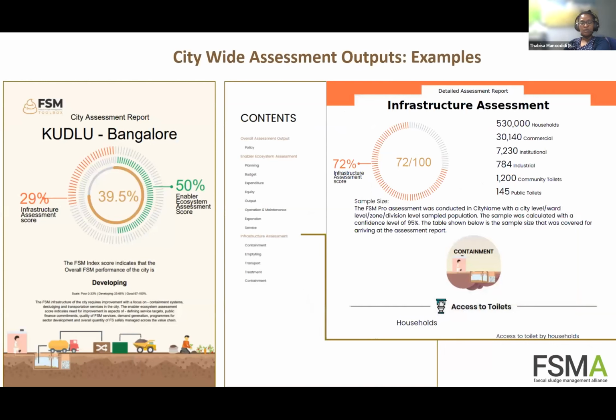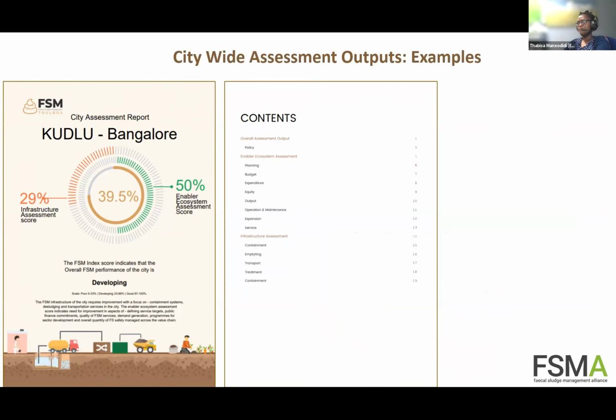Some of the outcomes, citywide assessment output examples. This is one example of developing, and then immediately it gives you the assessment in terms of where you are on your infrastructure assessment score, and then on your enabler ecosystem assessment score. Then you can start addressing, and maybe getting funding to address some of the issues within your municipality.